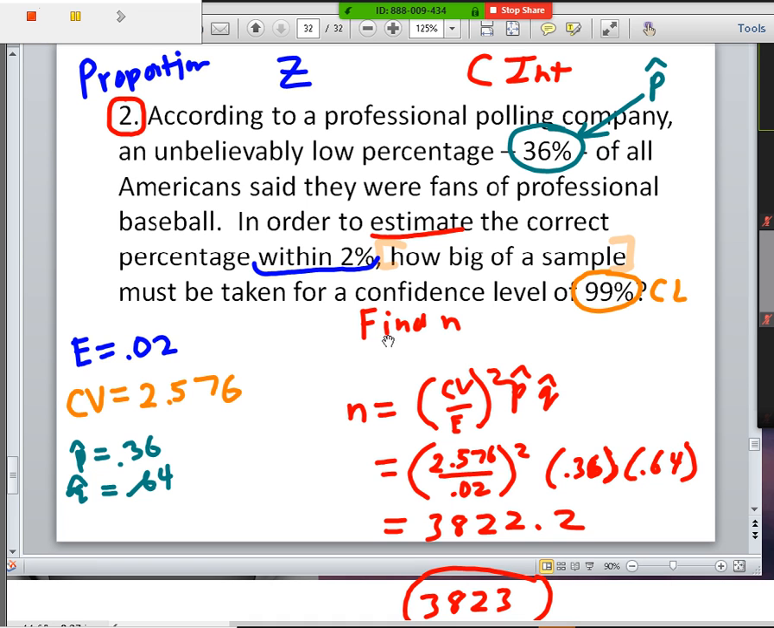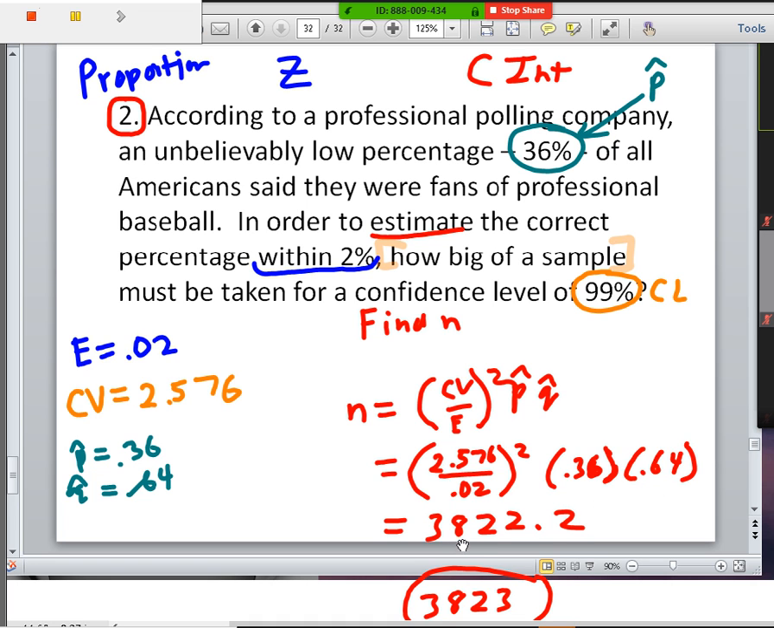My critical value, let's see, 99% confidence level. So you look it up in the table, you get 2.576 or 2.575. Either one's fine, I don't care. And then your p-hat, p-hat's 36%, 0.36, then your q-hat is 0.64. All right, so then we pop these in here. n equals my critical value over error, squared, times p-hat q-hat. So 2.576 over 0.02, squared, times 0.36 times 0.64.